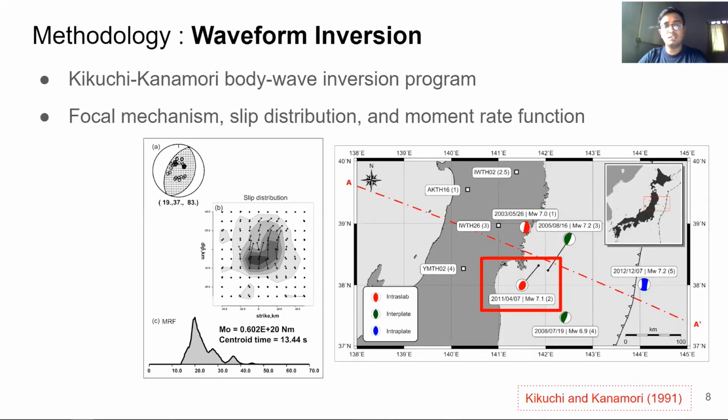Coming to the methodology, for waveform inversion, we use the Kikuchi-Kanamori body wave inversion program. Through this analysis, we obtain the fault and slip models and the moment rate function. In the figure on the left, we can see a standard result from waveform inversion for the event marked by a red rectangle in the map on the right. This event is the 2011 Miyagi intraslab earthquake, and we demonstrate further steps involved in our analysis using this event as an example.